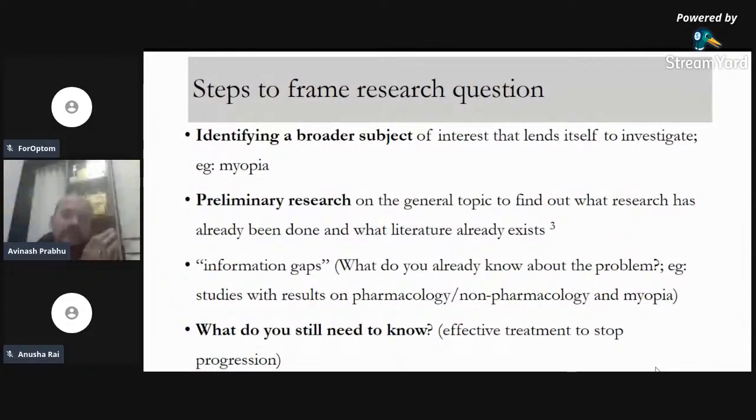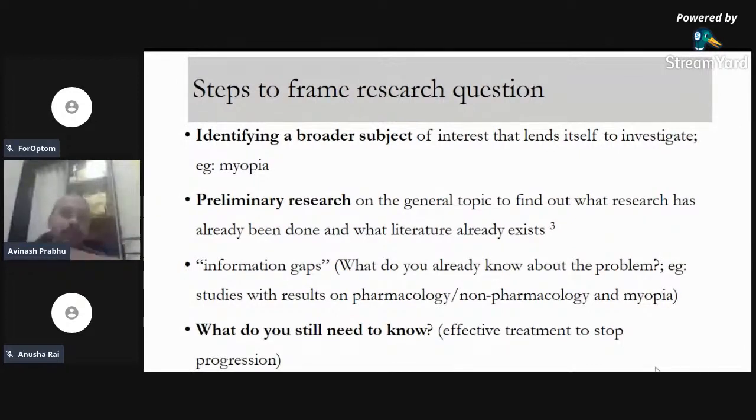So you need to find out in that particular segment what all the research has come, what research has been done and what literature is already existing. How old are those literatures? Are they very old or are they recent literatures? So that has to be checked. So when you do this literature review, you will come up with something known as information gaps or the research gaps. Okay. What do you already know about the problem? For example, studies with results on pharmacology or non-pharmacology treatments and myopia. Say, for example, so now the broader area which you thought was myopia.